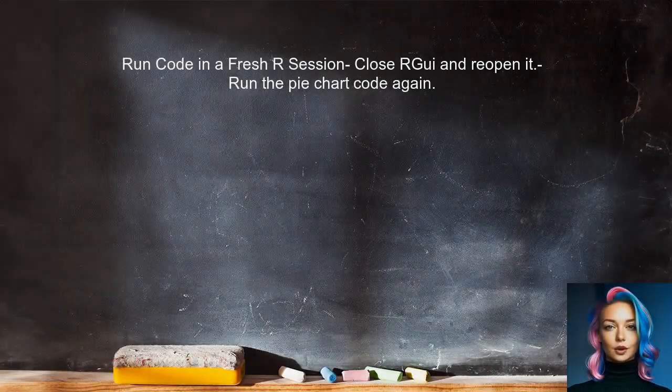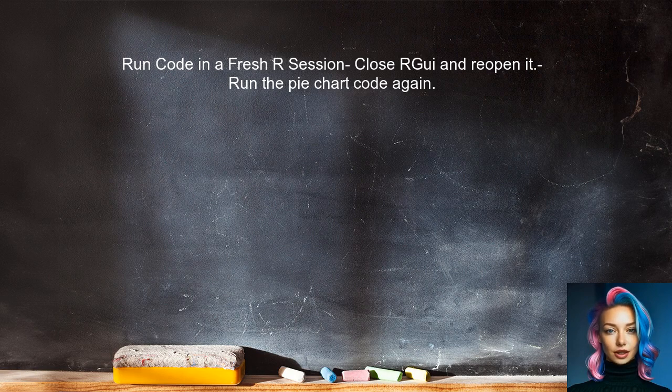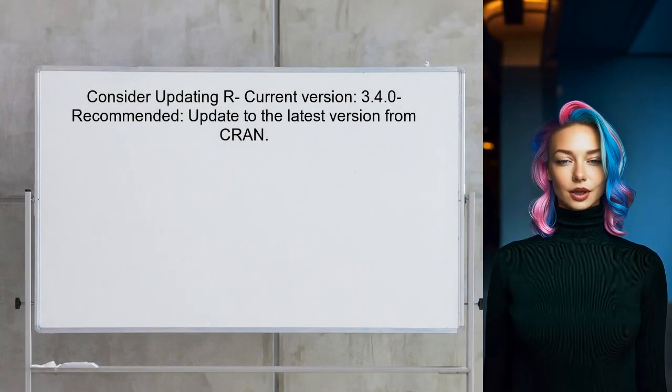If the user still encounters the error, they can try running the code in a fresh R session. This helps to reset any previous graphical devices that may be causing the issue. Lastly, if the problem persists, the user should consider updating their R version. The version 3.40 is quite old, and newer versions may have fixed bugs related to graphical devices.